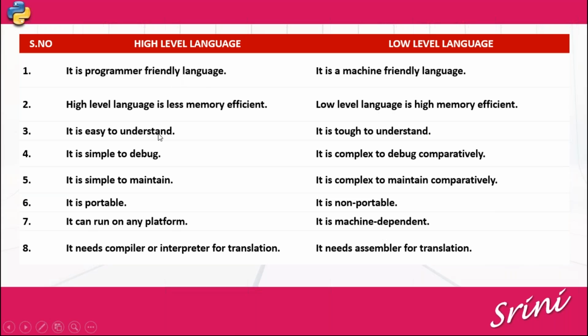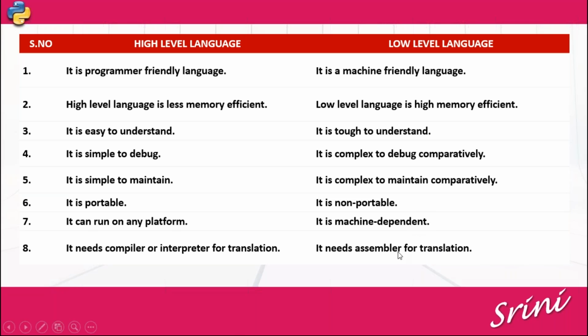So high level languages are easy to understand, simple to debug, simple to maintain the code. They are portable, can run on any platform. High level language programs can support any platform: Windows, Mac OS, Linux, any operating system. Low level languages are very difficult to write the code, complex to debug, very difficult to maintain the code. They are hardware dependent, machine dependent, so they are not portable.